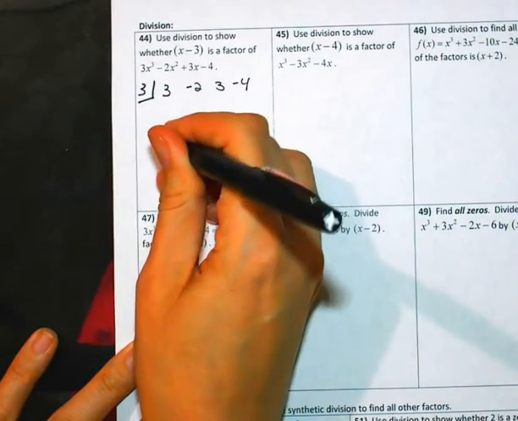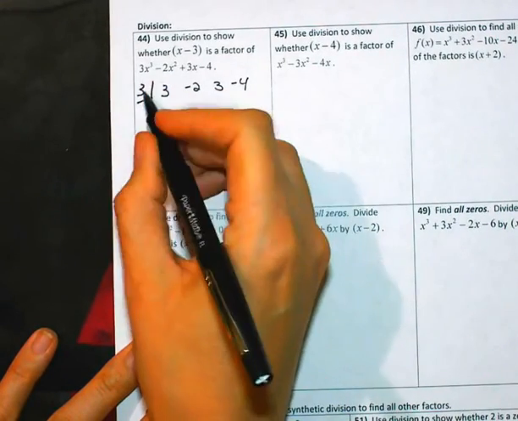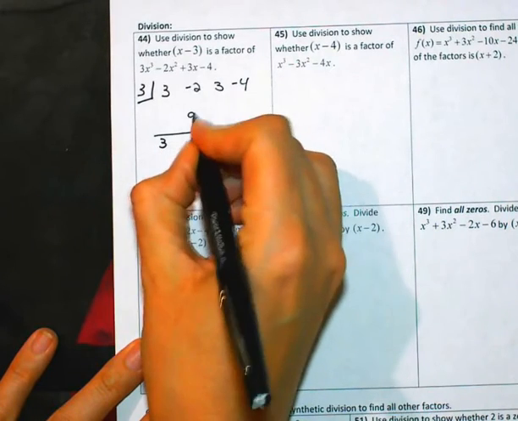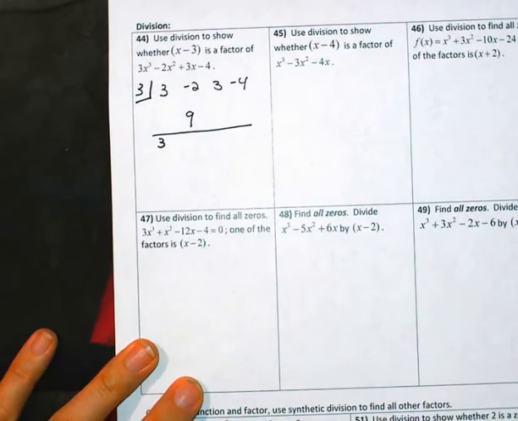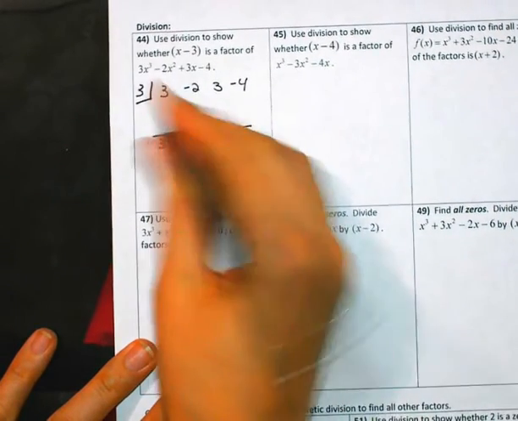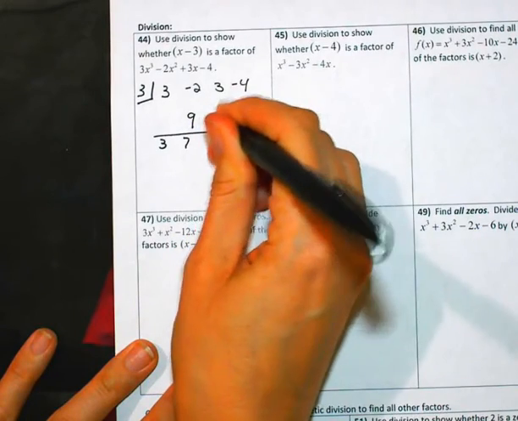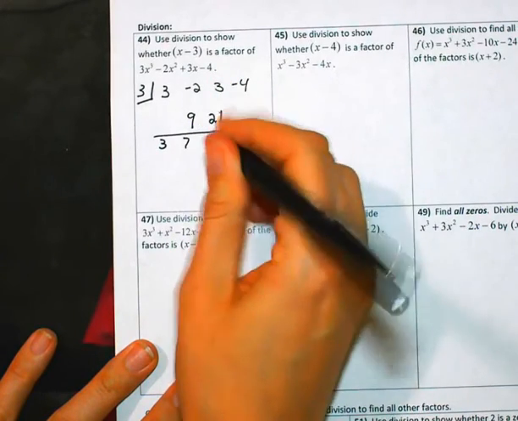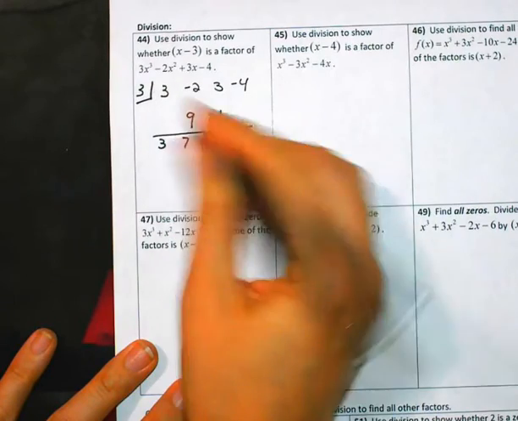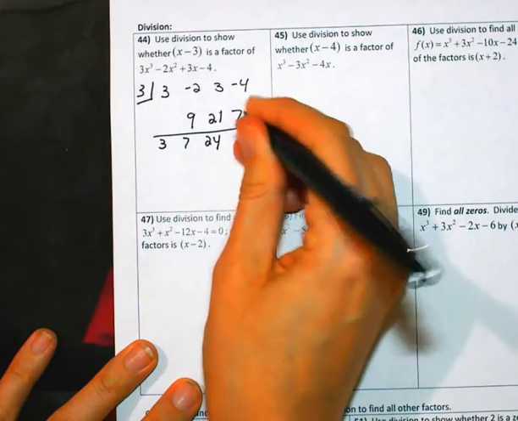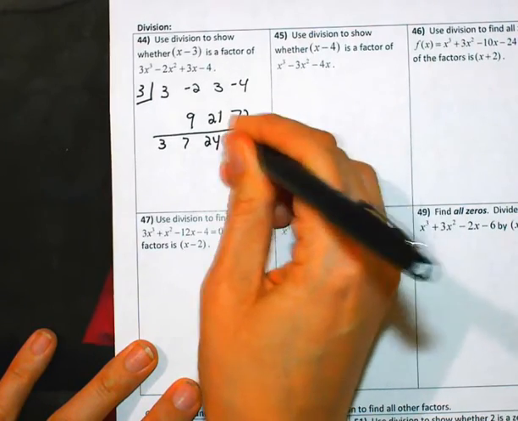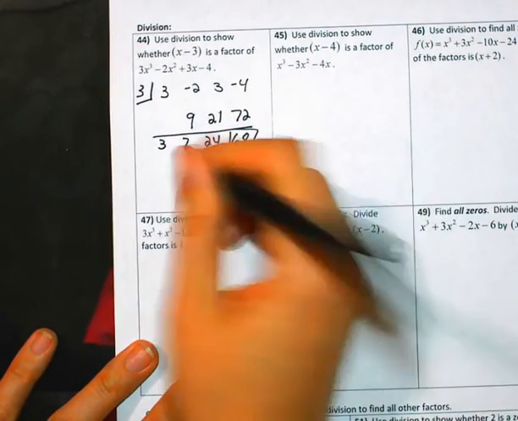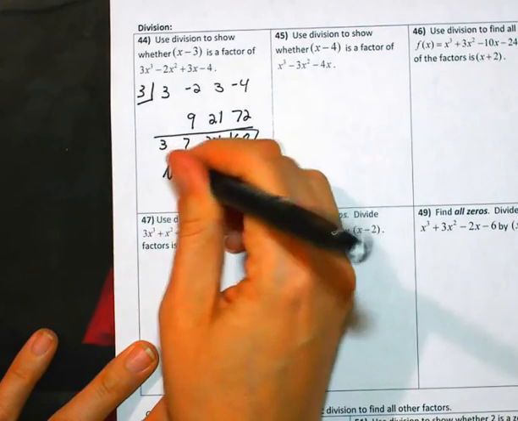Write the first one. Then you're going to multiply. 3 times 3 is 9. Negative 2 plus 9 is 7. 3 times 7 is 21. 21 plus 3 is 24. 3 times 24 is 72. Negative 4 plus 72 is 68. Because there is a remainder, this is not a factor.